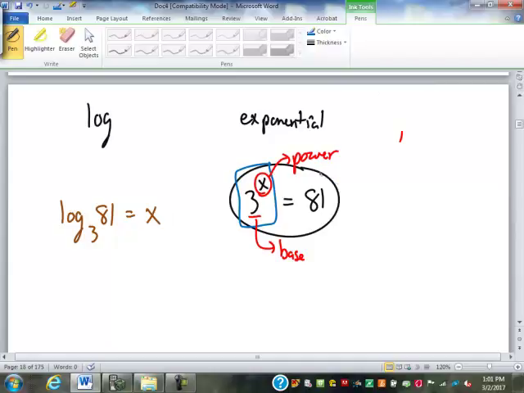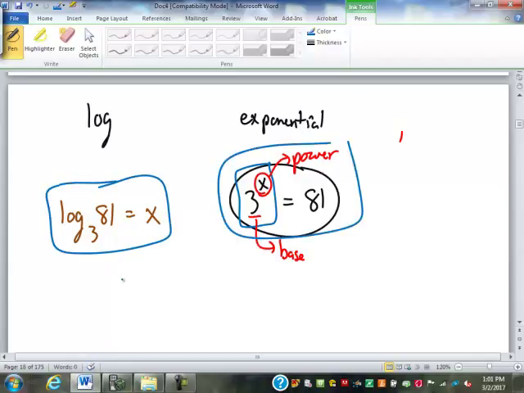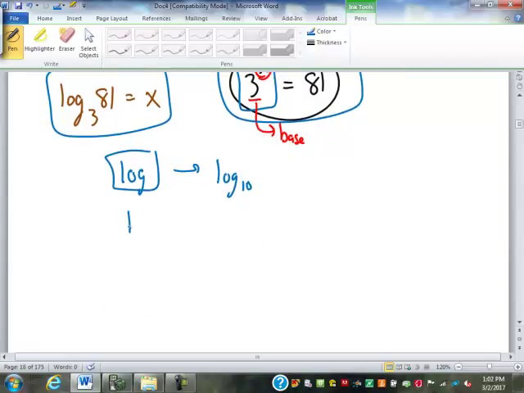Well, 3 to what power equals 81? The 4th power, right? The problem is your calculator doesn't do log base 3. Your calculator, as we mentioned yesterday, has two buttons. It has a log button, which is implied to be log base 10. And it has an ln button, which is the natural log, or log base e.